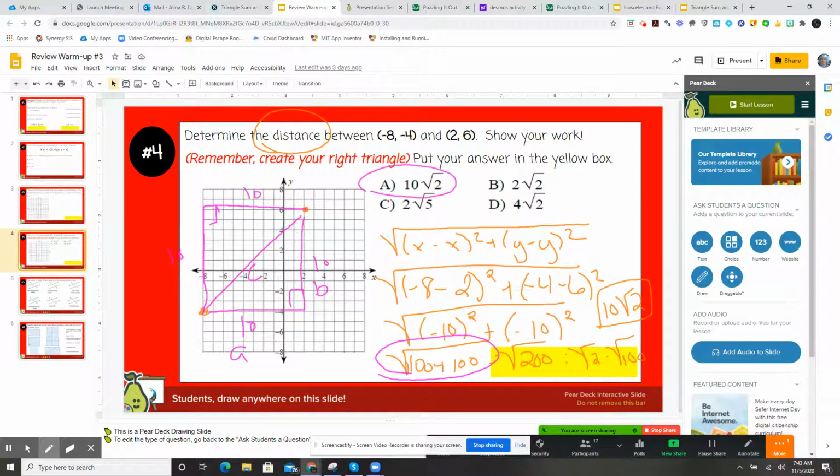So my answer is A, 10 times the square root of 2. If you're not sure about all of this nonsense with the radicals, find the decimal, okay? Square root of 200, if I put that in the calculator, gives me 14.1. Then I just go to all of my answer choices and figure out which one equals 14.1.